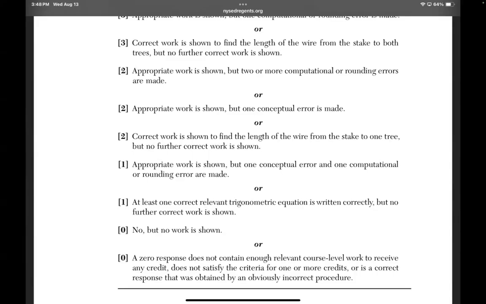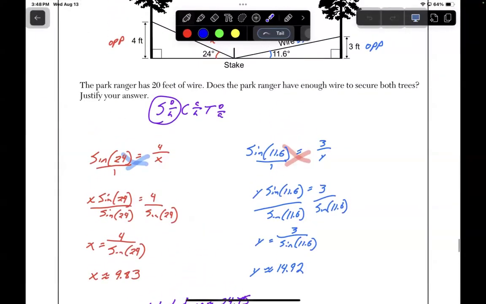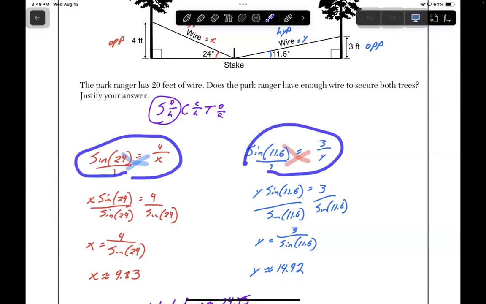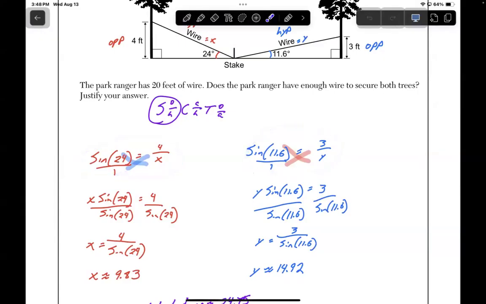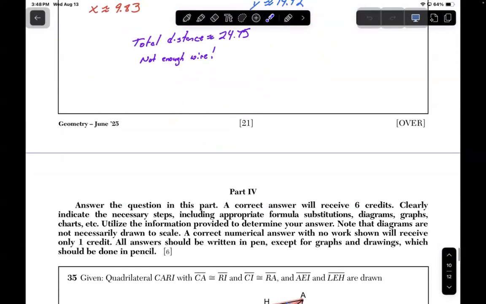At least one correct relevant trigonometric equation is written correctly, but no further work is shown. So basically, if you just wrote down one of these two things, like sine of 24 equals 4 over x, or sine of 11.6 equals 3 over y, if you just wrote down one of those, you got 1 point. So again, there you go.